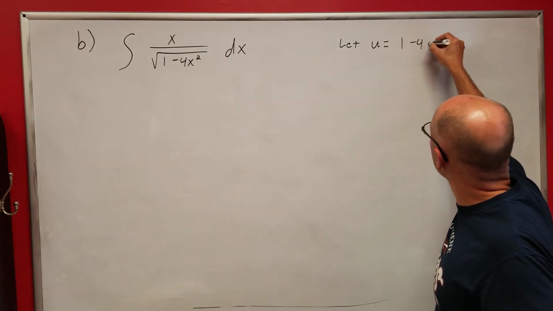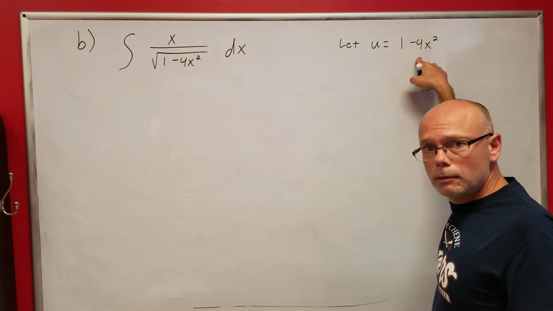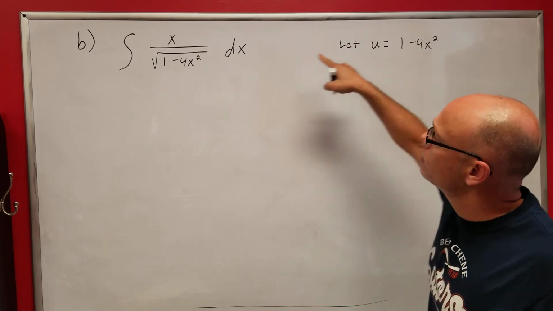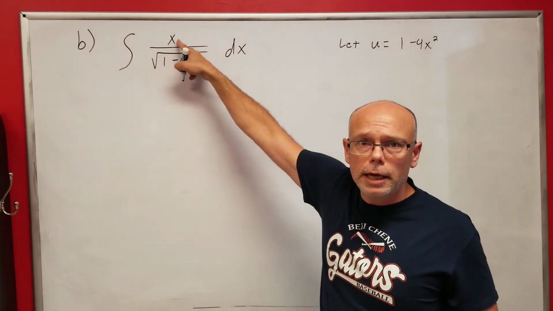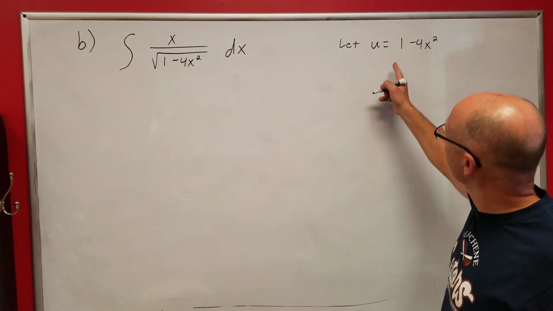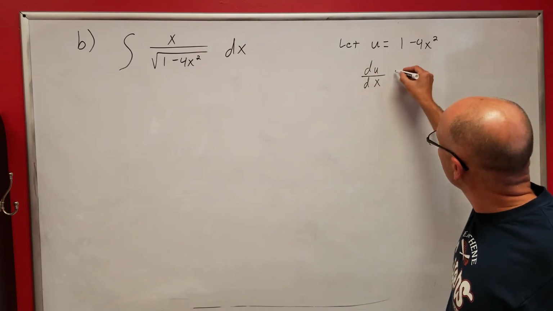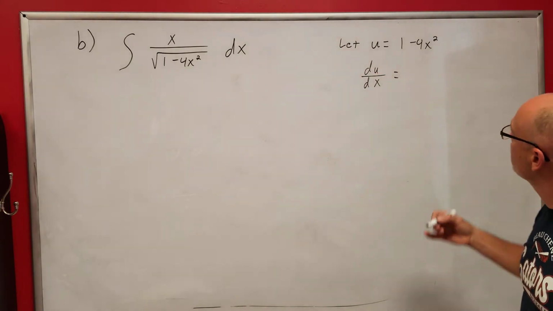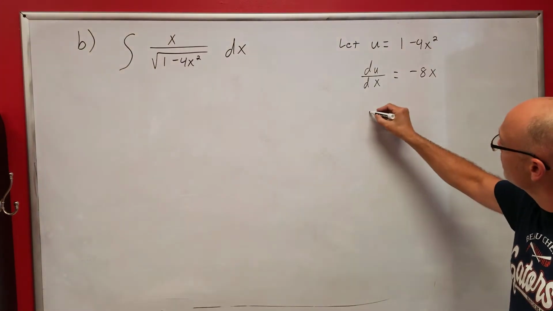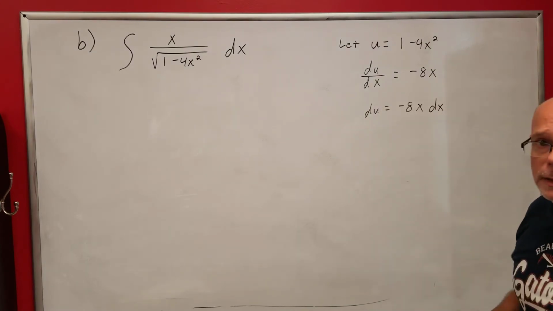1 minus 4x squared, but think ahead. If I take the derivative of this, what am I going to get? Negative 8x. Now, do I have a negative 8x? Well, I have an x factor, right? And the negative 8 multiplied doesn't matter because I can deal with that later on. So this looks like it's going to work. So let's take du over dx, the derivative of both sides with respect to x, which gives us negative 8x. If we multiply both sides by dx, we get du is equal to negative 8x dx, okay?